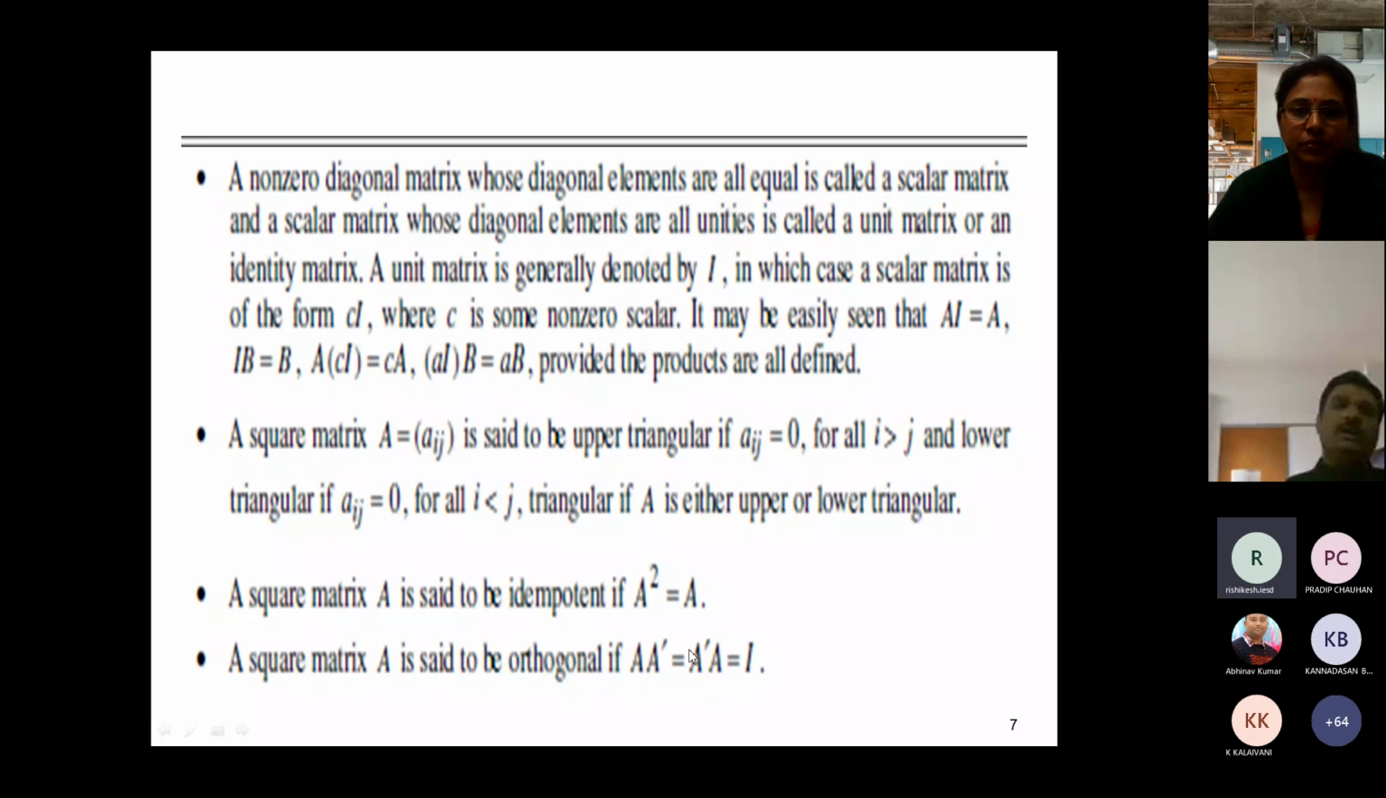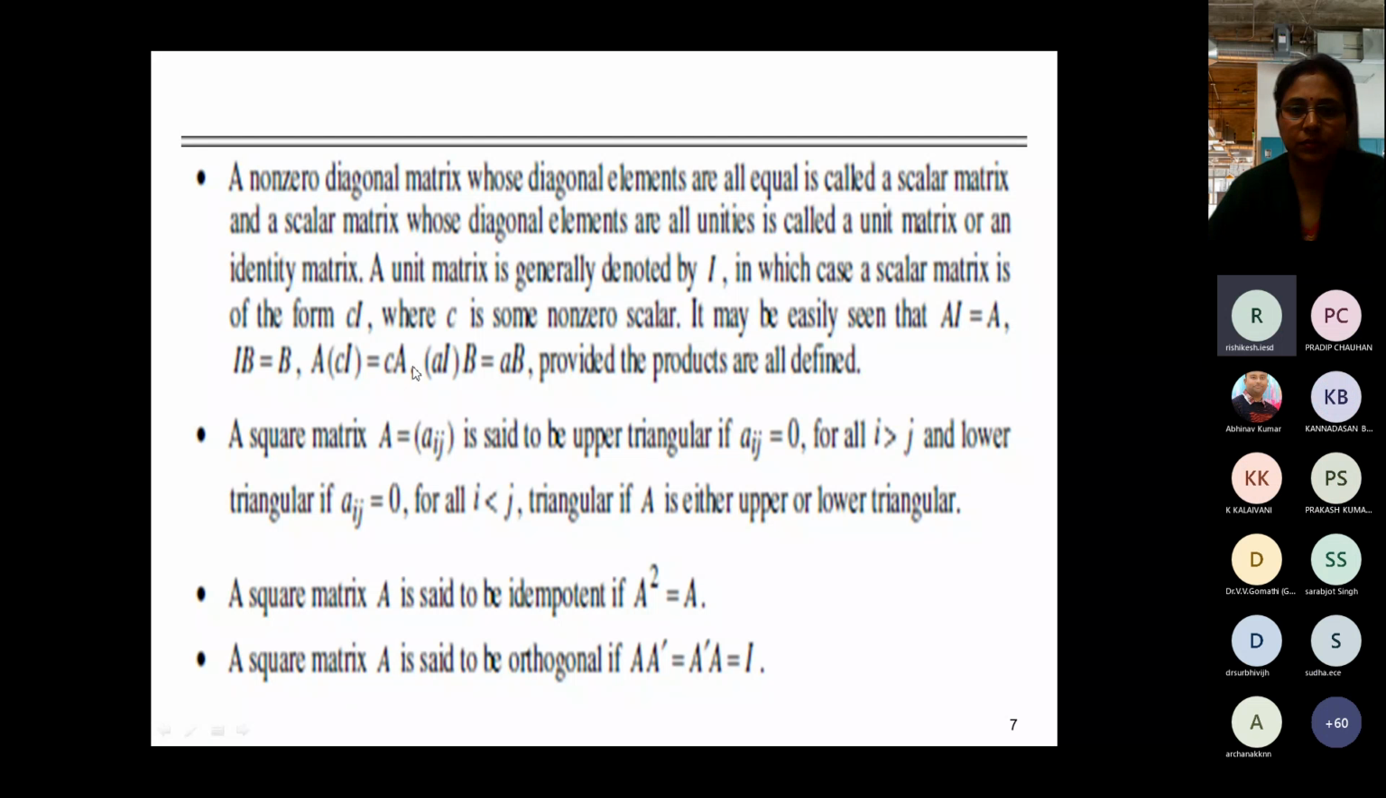A non-zero diagonal matrix whose diagonal elements are all equal is called a scalar matrix, and a scalar matrix whose diagonal elements are all unity is called a unit matrix or an identity matrix. It is generally denoted by capital I, in which case a scalar matrix is of the form cI, where c is some non-zero scalar. It may be easily seen that AI equals A, IB equals B, A of cI is equal to cA, and AIB is equal to AB, provided that the products are all defined.